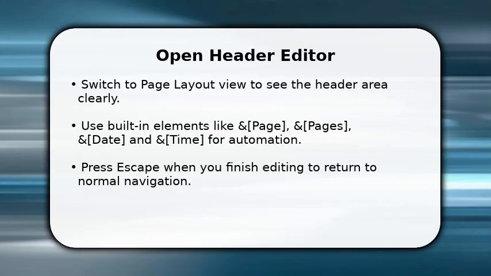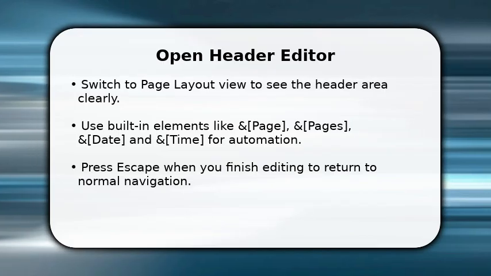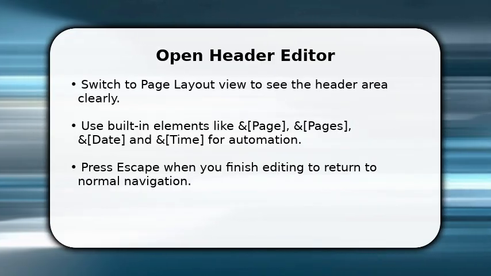I'll show you how to open and edit an Excel header step by step. First, open your workbook and click the View tab on the ribbon. Switch to Page Layout View to see the header area clearly. Then click inside the top margin where it says Add Header.